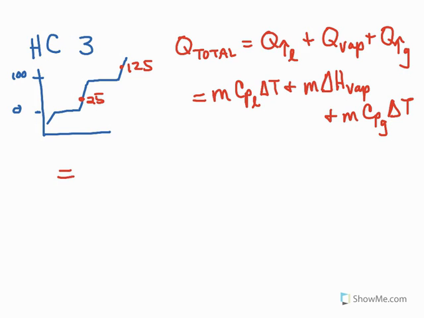I'll just come down here where I have more room. My mass was 200 grams. So for the first piece, I have 200 grams. The specific heat of liquid water is 4.18. And then my delta T is T final minus T initial. So my final for this segment is right there at 100. So 100 minus 25. Okay, and then now I'm on to the next one.